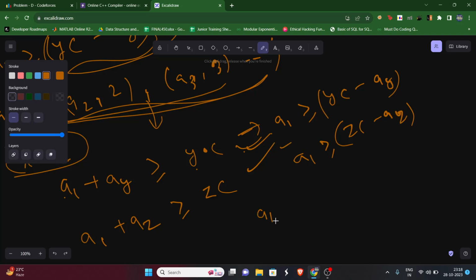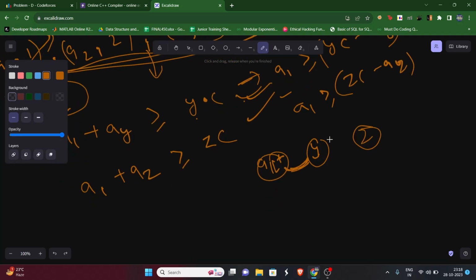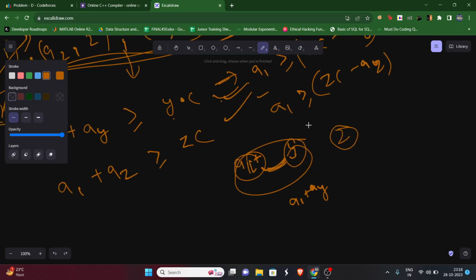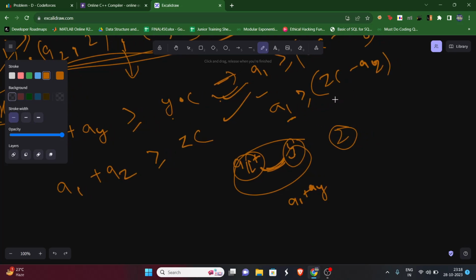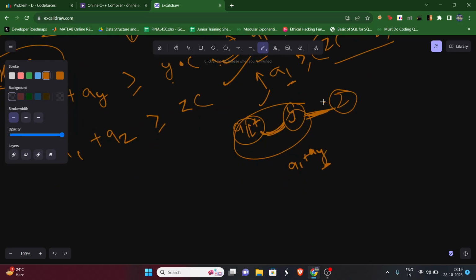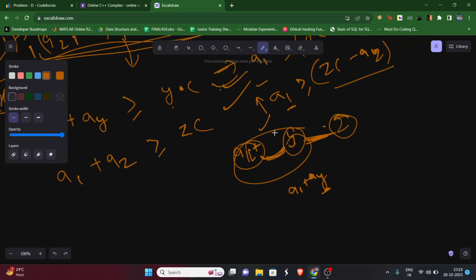It doesn't matter, because if we combine city 1 with city Y first, let's say there are three cities, then this will become combined, and the overall population will become A1 plus A of Y. And we already know that A1 was greater than ZC minus A of Z. That means if we increase A1 by A of Y, then this condition will also be true, and we can join this one.